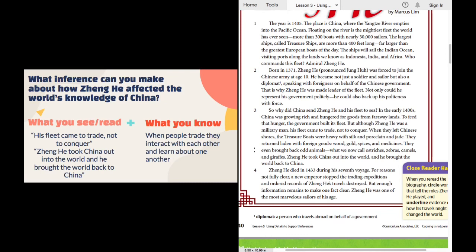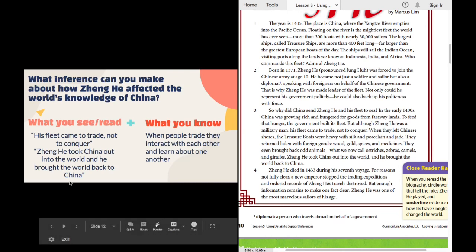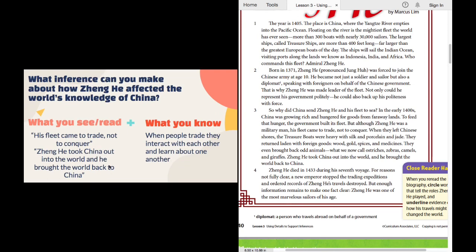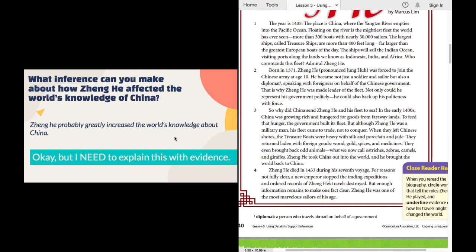Knowledge about culture. So here it also says that Zheng He took China out into the world and he brought the world back to China, right? That was an important quote that we also used in our main idea, right? So how did he affect the world's knowledge of China? What I know is that when people trade, they interact with each other and they learn about one another. So I think that Zheng He affected the world's knowledge of China. He probably increased the world's knowledge about China, right?